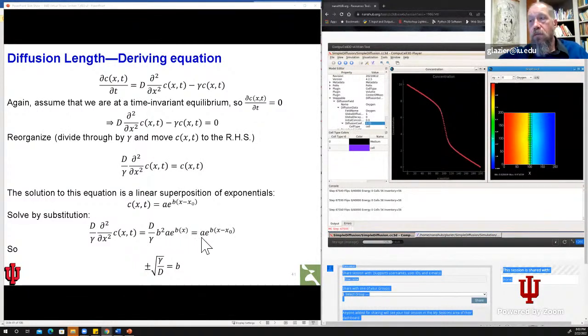I rearrange, put the b on the other side. b equals square root of gamma over D. That is, the length is the square root of D over gamma.